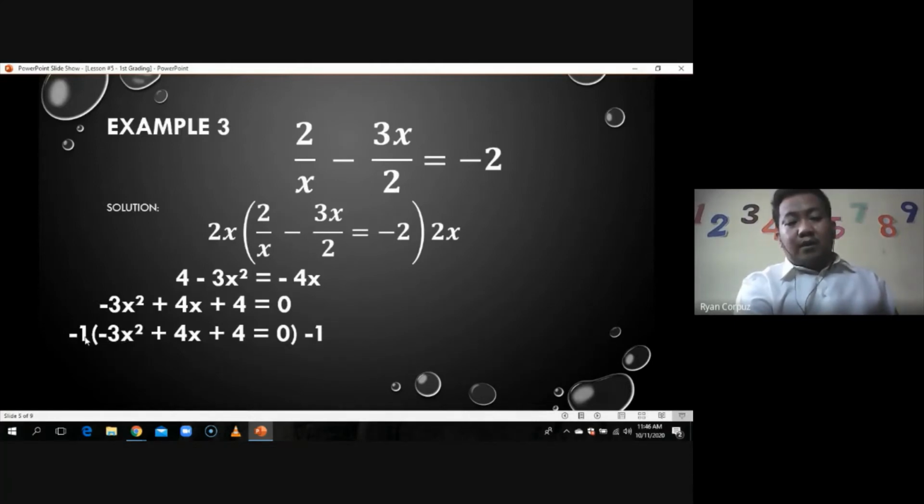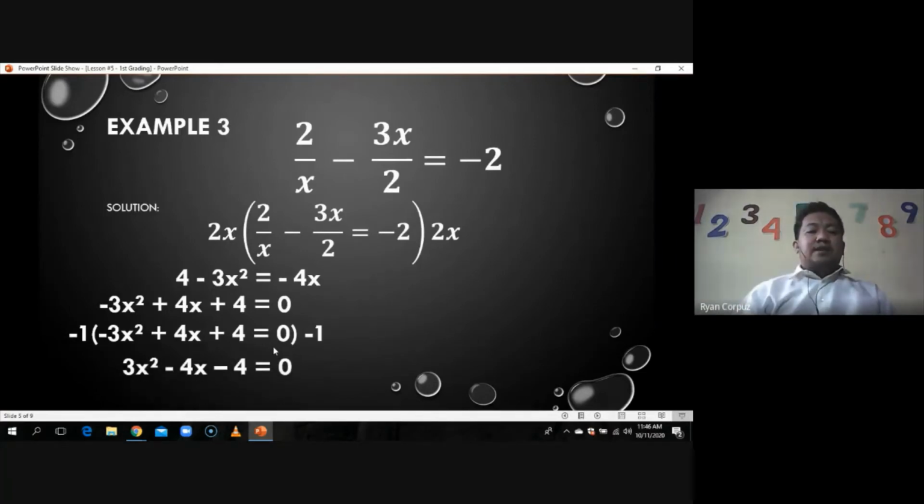When you multiply negative 1 on both sides of the equation, all the signs and operations of all the terms will change. So 3x squared from negative 3x squared, kanina plus 4x, magiging minus 4x, then plus 4, magiging minus 4 is equal to 0. Ito na ngayon yung equation na isosolve natin written in general form.